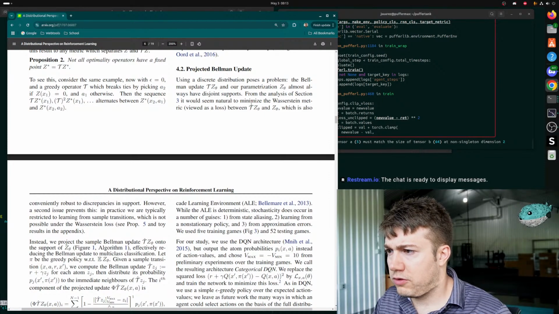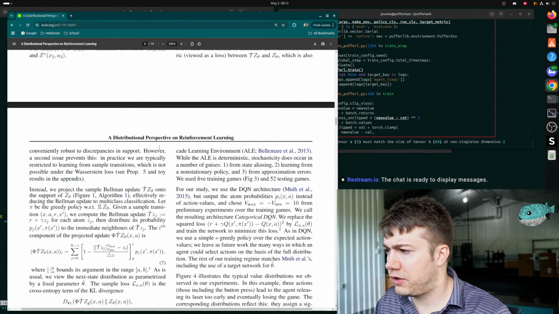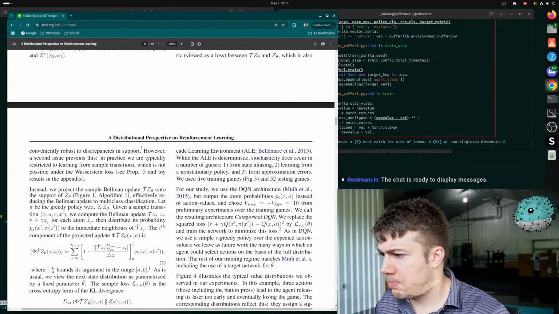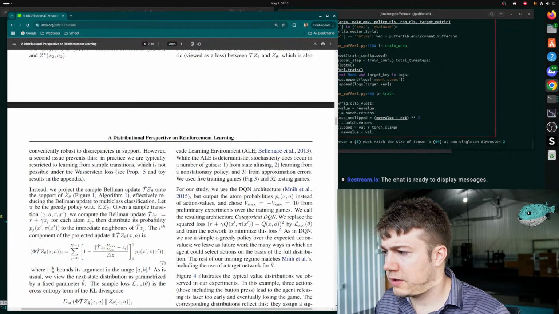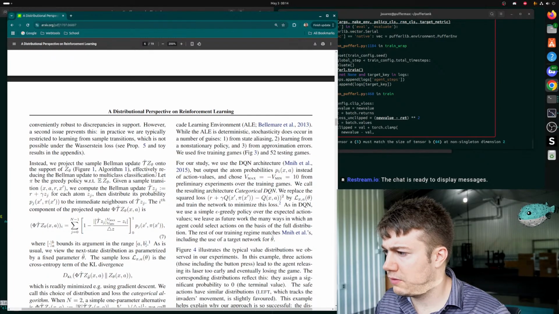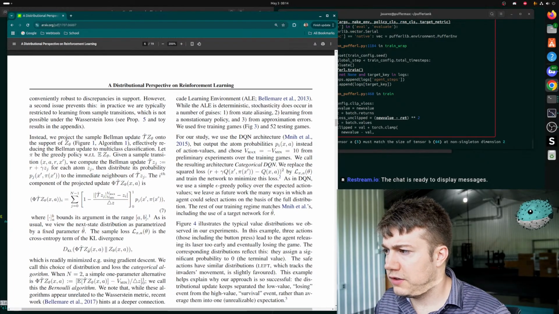It would seem natural to minimize the Wasserstein metric between these, which is also conveniently robust to discrepancies in support. In practice, we're typically restricted to learning from sample transitions, which is not possible under the Wasserstein laws. Instead, we project the sample Bellman update onto the support, effectively reducing the Bellman update to multi-class classification.